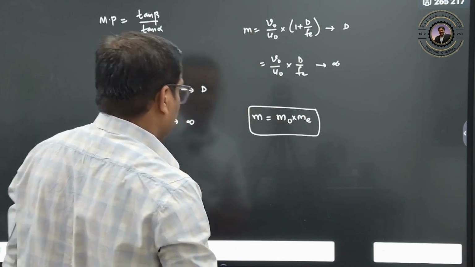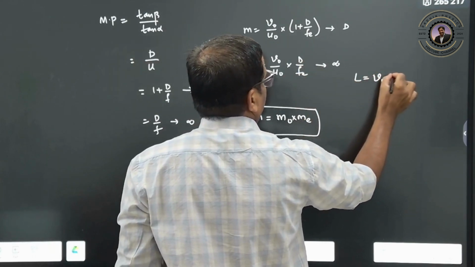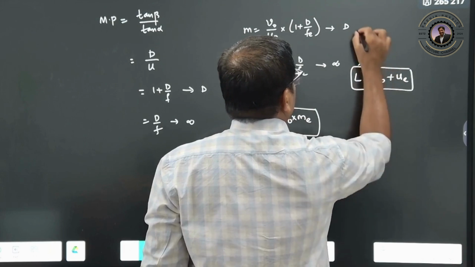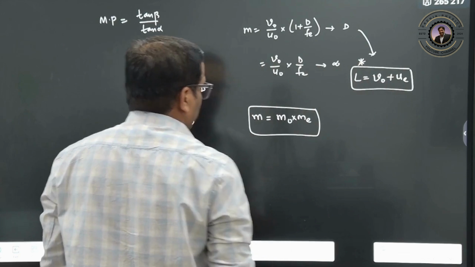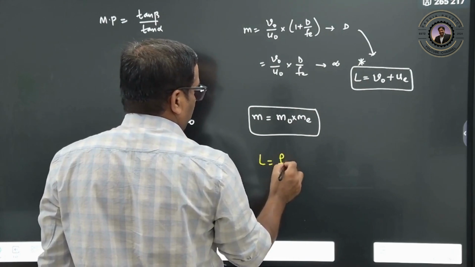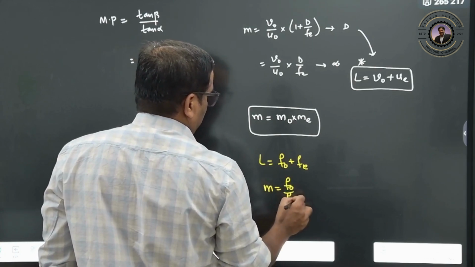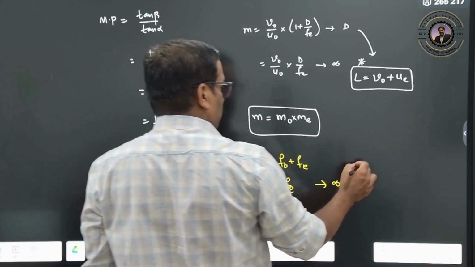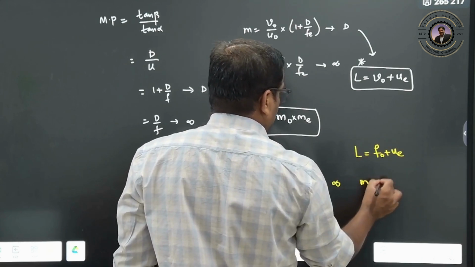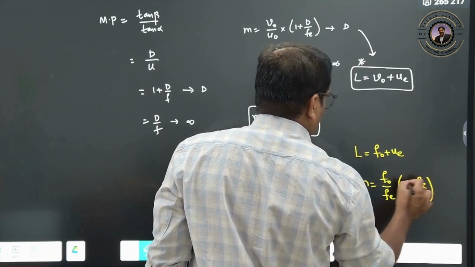For the telescope, we already discussed the tube length. The tube length will be u naught plus fe, and for image at infinity it equals f naught plus fe. The magnifying power is f naught by fe when the image is at infinity. When the image is at d, the tube length is f naught plus ue, and the magnifying power is f naught by fe into 1 plus fe by d.